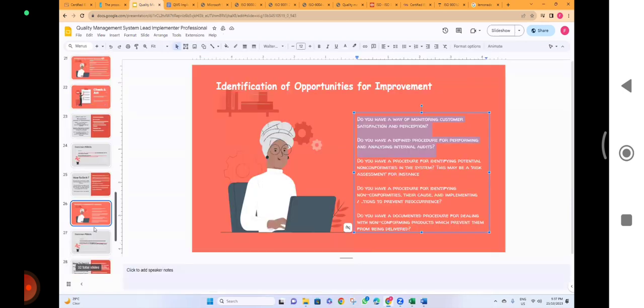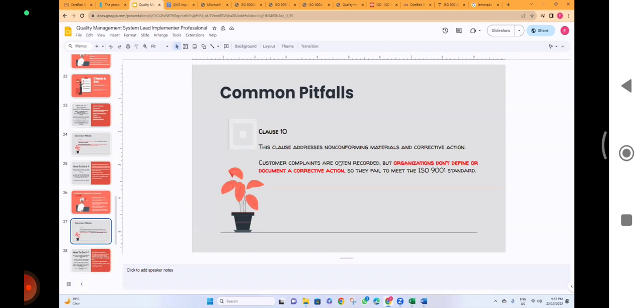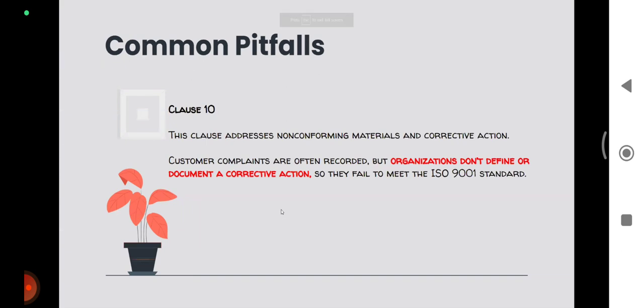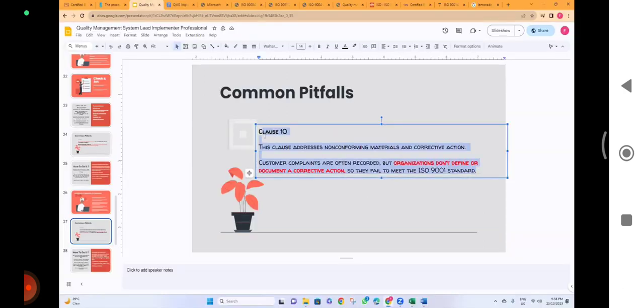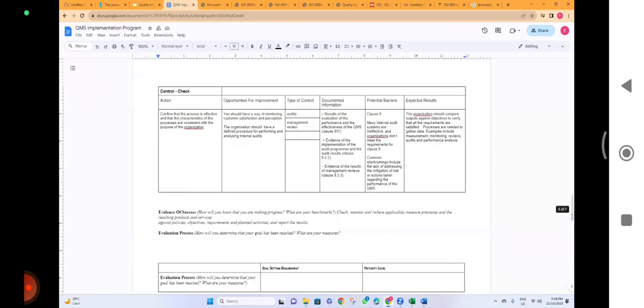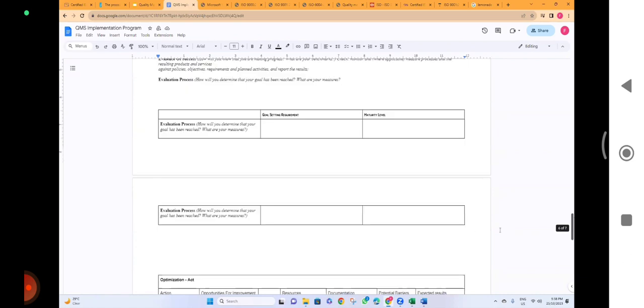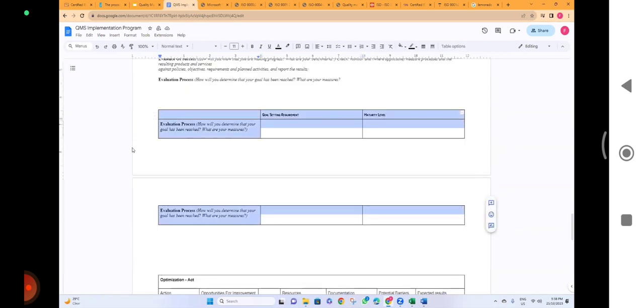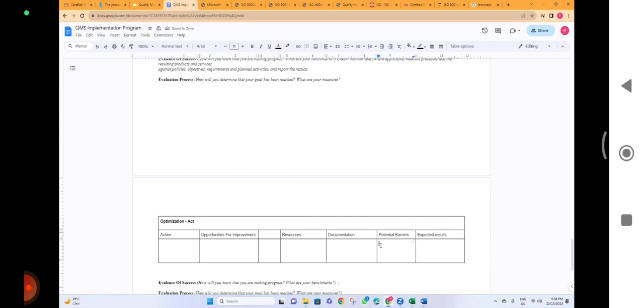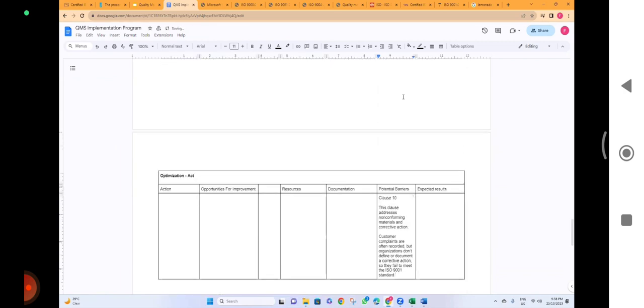So after this has been done, we now go to the action of ACT. Again, in ACT, everything will start with the common pitfalls. The common pitfalls under ACT are that customer complaints are recorded, but organizations don't define or document a corrective action. So you take this common pitfall right here and make sure that this is communicated to the organization. So these are the potential barriers under ACT.